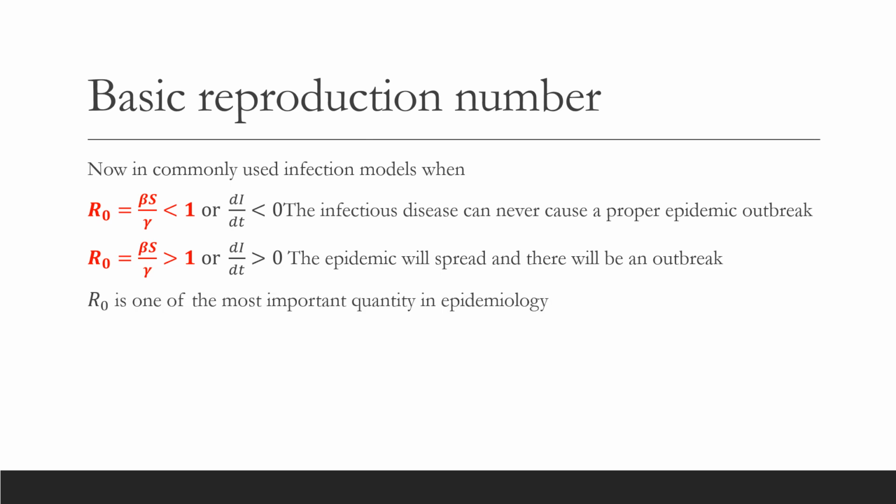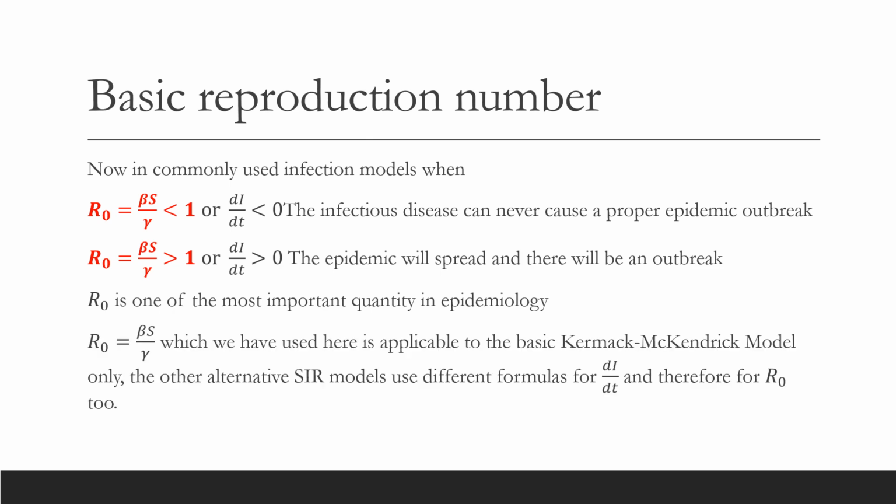R0 is probably one of the most important quantities in epidemiology. R naught equal to beta S upon gamma, which we have used here, is applicable to the basic Kermack-McKendrick model only. The other alternative SIR models use different formulas for dI/dt, and therefore for R naught too.